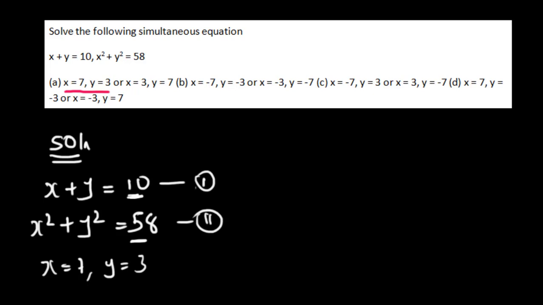Let's put it in equation 1. We have x plus y equals 10. So 7 plus 3 should give me 10. Yes, in fact, it equals 10. So I know that A is a tentative answer. I've got to prove it with the second equation.